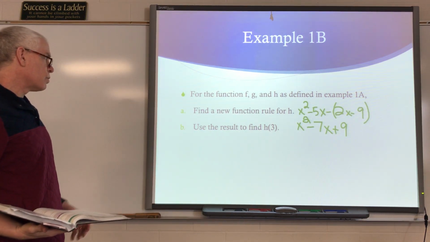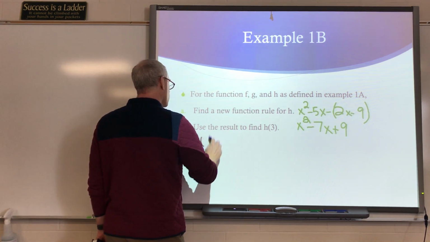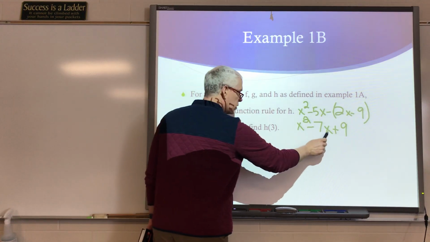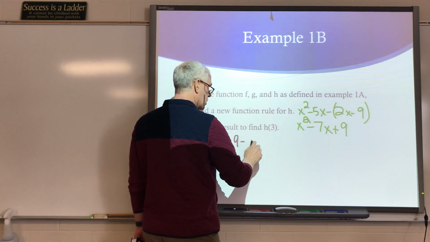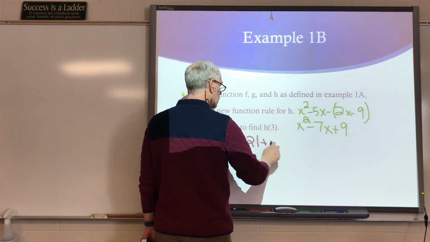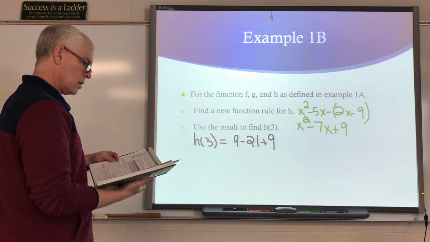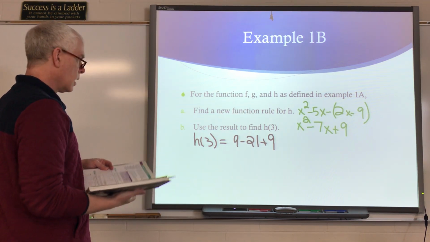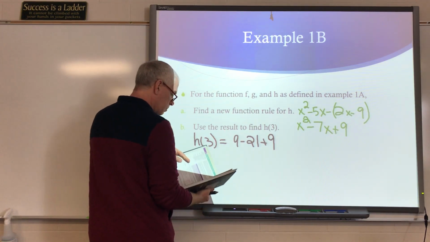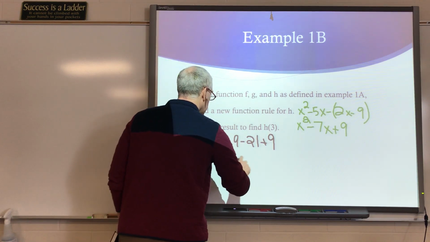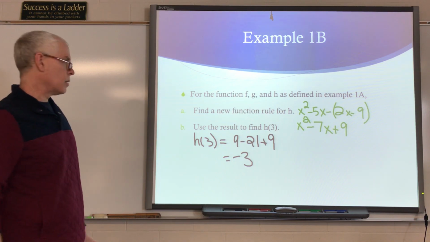Okay? Use the result to find h of 3. Well, now I could say h of 3 is just plugging a 3 into that equation over there. So 3 squared is 9, 7 times 3 is 21. Okay, and 9 minus 21 is negative 12, plus 9 is negative 3, just like we got on the previous slide. So two ways of doing the same type of problem.